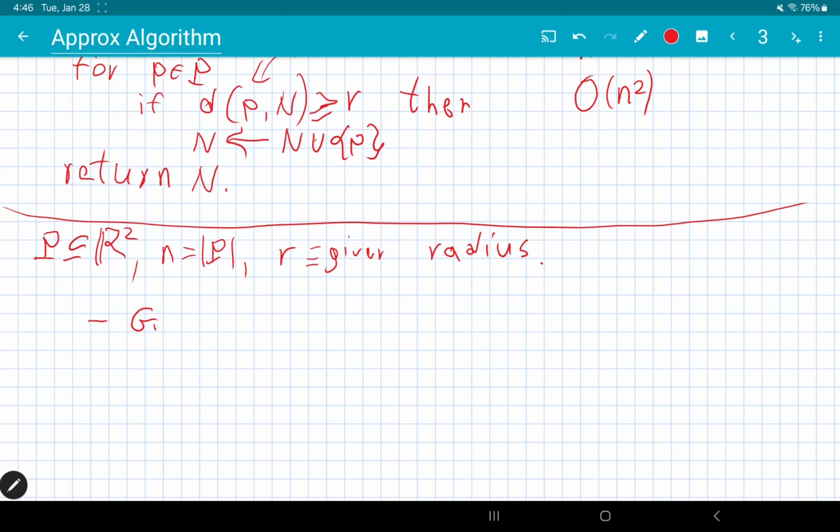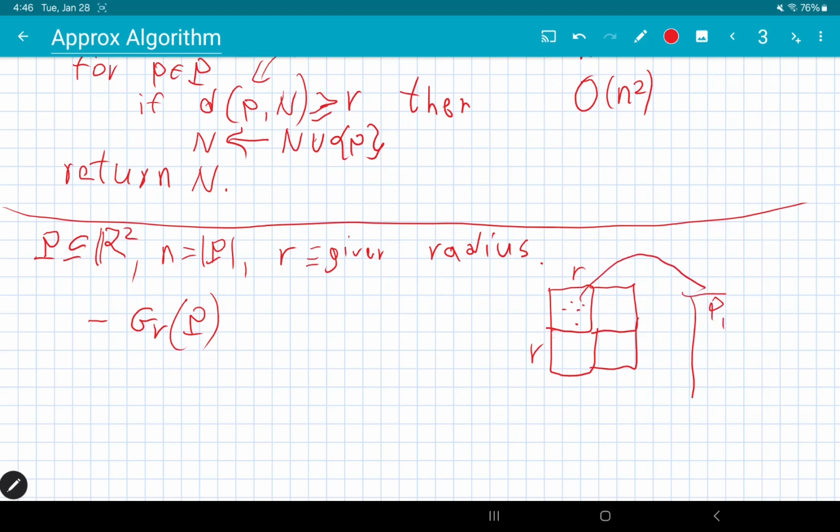So the first trick is we are going to build the grid G of R. To remind you, this is the grid where the side length is R. And we throw the points of P into the grid. This means for each point, we compute its ID, we throw it into the hash table, etc. Now for every grid cell that has points, we have an associated list of the points stored there: p1, p17, etc.